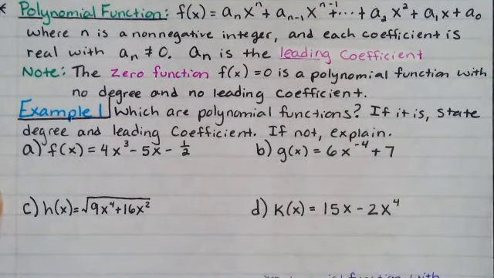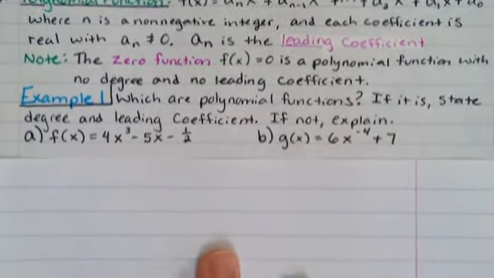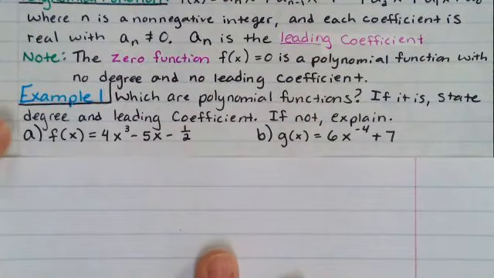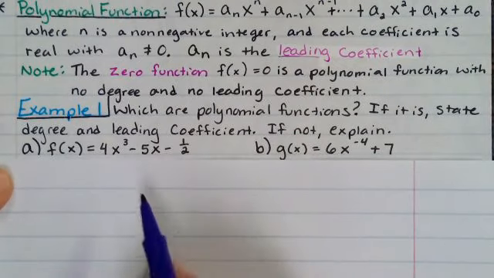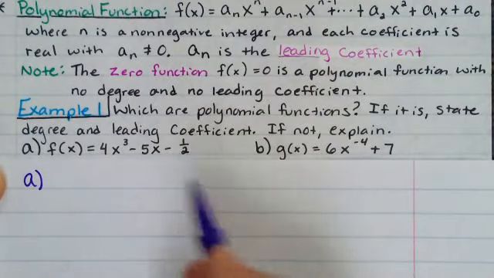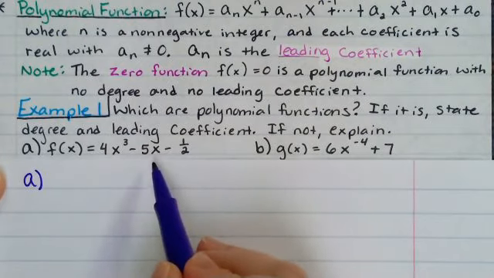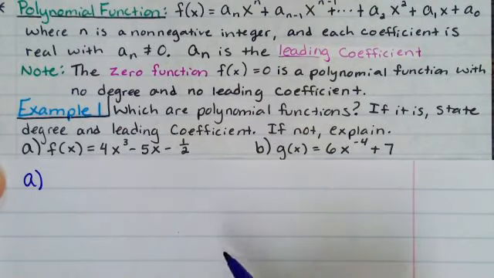Is it a polynomial function? If yes, we're going to state the degree and the leading coefficient. If not, then we have to explain. Okay, so I'm going to try to keep the definition of polynomial function up there. So for A, when we answer this one, right, we have this lovely little function that they've given us.